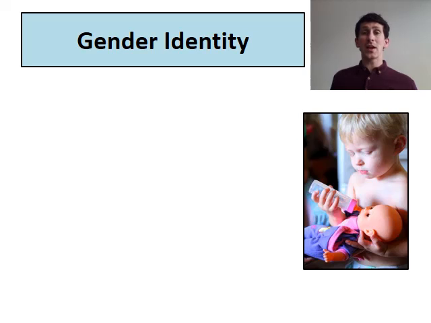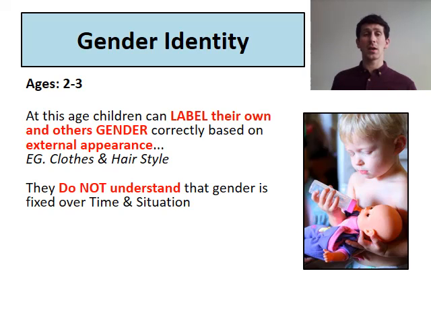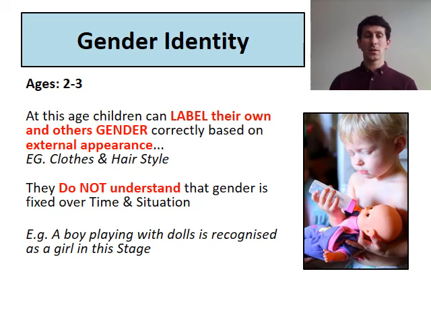If we look at gender identity first, this occurs between the ages of 2 and 3. And at this age, children can label their own and other people's gender based on external appearance. So people's clothes, people's hairstyle. But they don't understand that gender is fixed over time and situation. So for example, a boy playing with a doll is recognised as a girl, because that's what girls do.